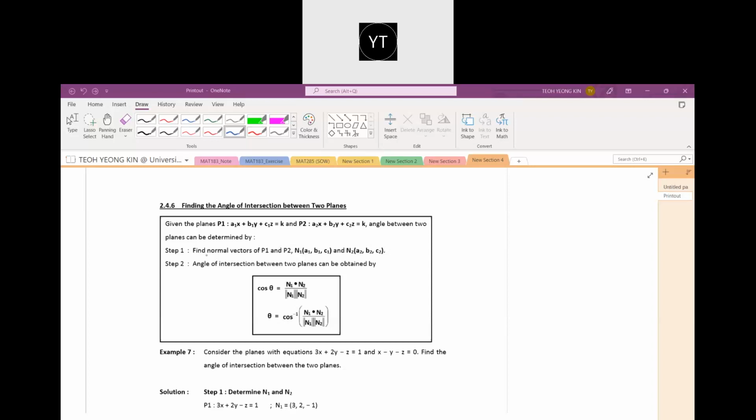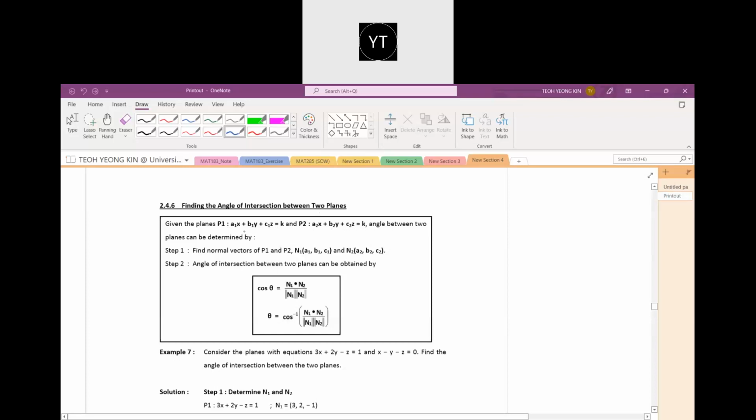So in this lesson, I will show you how to find the angle of intersection between two planes. From the equations of two planes, we try to find the angle of intersection. So given the plane P1, let's say I use P as a plane, plane number 1, which is A1x plus B1y plus C1z equals K, and P2, the second plane, which is A2x plus B2y plus C2z equals K.